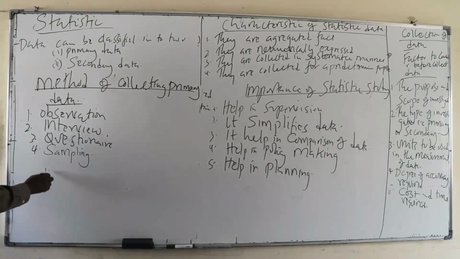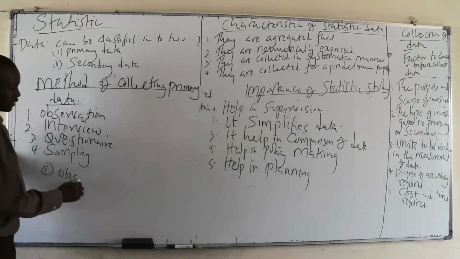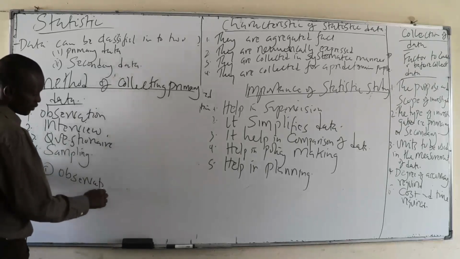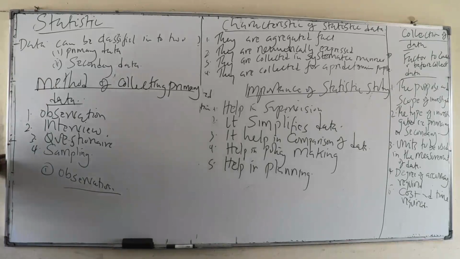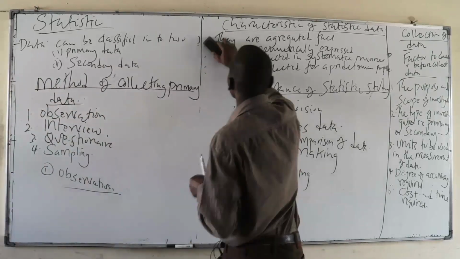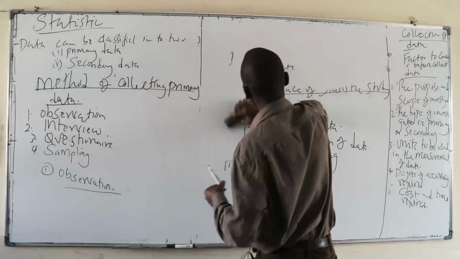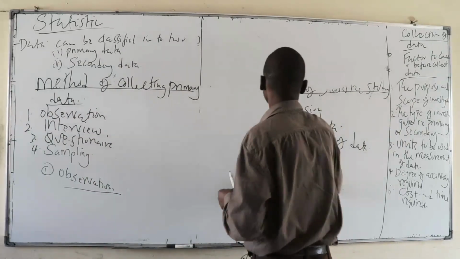So start with number 1. What does the examiner want you to know about this method? To know the definition of the method, and also to know the advantages and disadvantages of that method. That's what will be asked in the examination. Write number 1, observation.